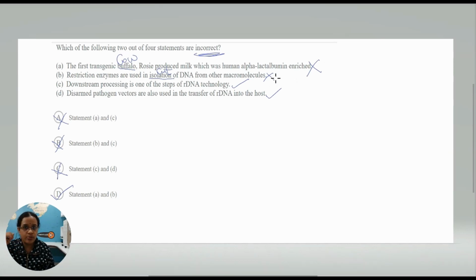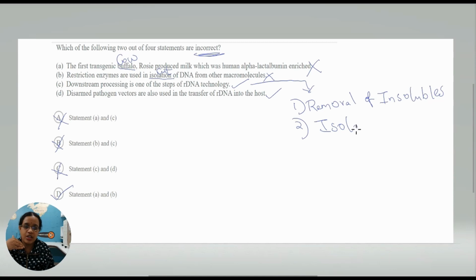That is downstream processing, and it is done in 4 steps. First, you need to remove all the insolubles which are present along with your product of interest. This is done by general filtration or sedimentation processes. Second, after that step, you will have to isolate your protein or product of interest. This is done by solvent extraction methods.